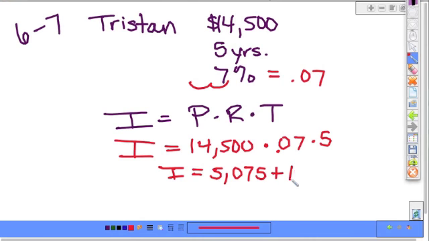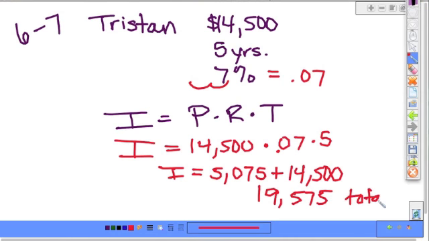So now let's add that to the $14,500 he borrowed, and his grand total comes to $19,575. This is the total. So if a question asks what is the interest, this is the interest. And if the question asks what's the grand total, that's the grand total there. All right, let's try another one.